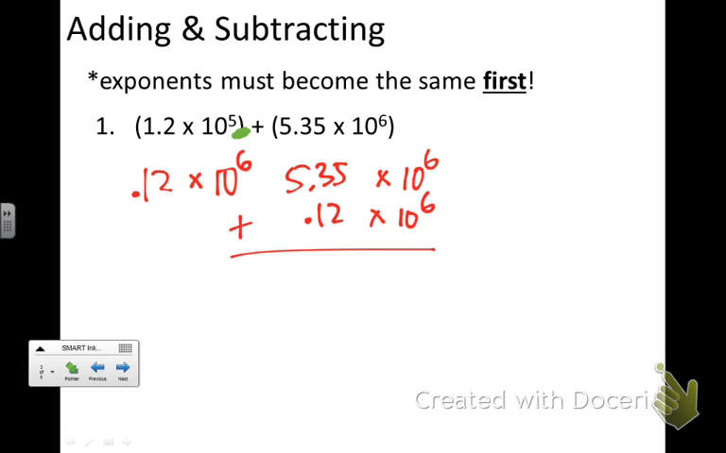Now, this second part right here, the 10 to the 6th, these are like variables now. You just leave them alone. Don't do anything with them. Don't change them. It's like a common denominator. Once they are common, you don't add the 5 and the 5 in the denominator and get 10. So my final answer will have a 10 to the 6th power in it. That's the point here. 10 to the 6th remains 10 to the 6th. Now 5.35 plus 0.12, just add like we normally do.